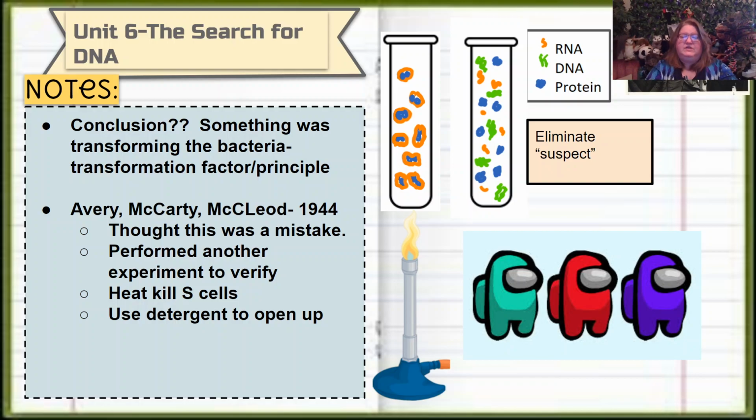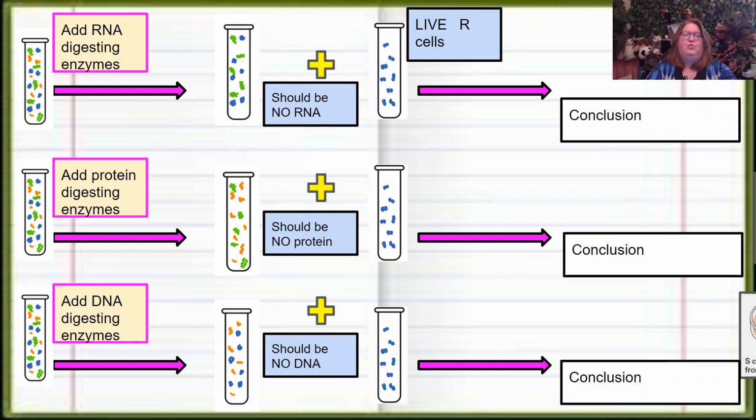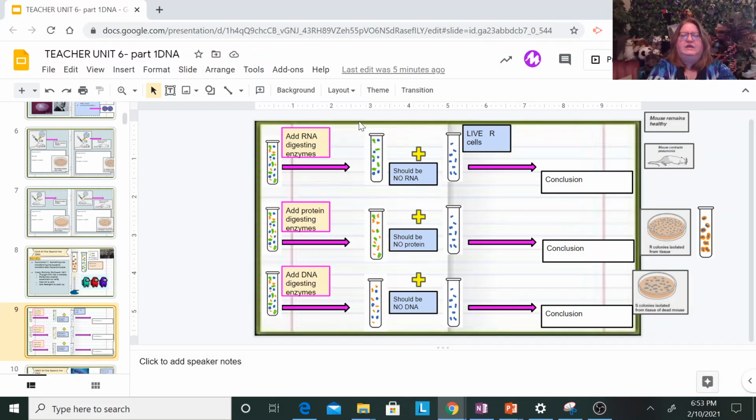So keep in mind, that's what we're thinking is going to happen. We think that one of these chemicals is going to transform R cells to S cells. And just like the imposter, if we vote them out, so to speak, and they are indeed the imposter, then the killing should stop. In this case, the transformation won't happen. So let's take a look at what happened. And then I would ask you to think about what that means.